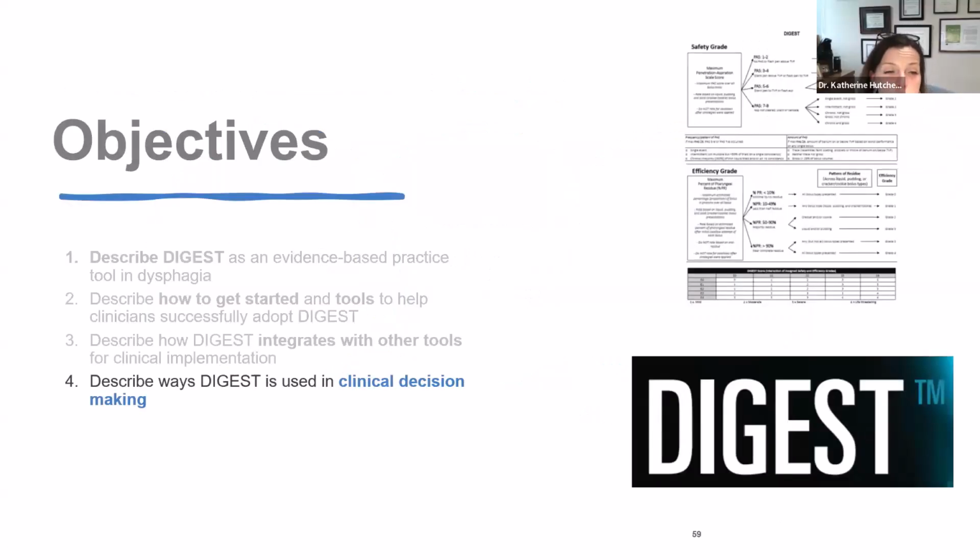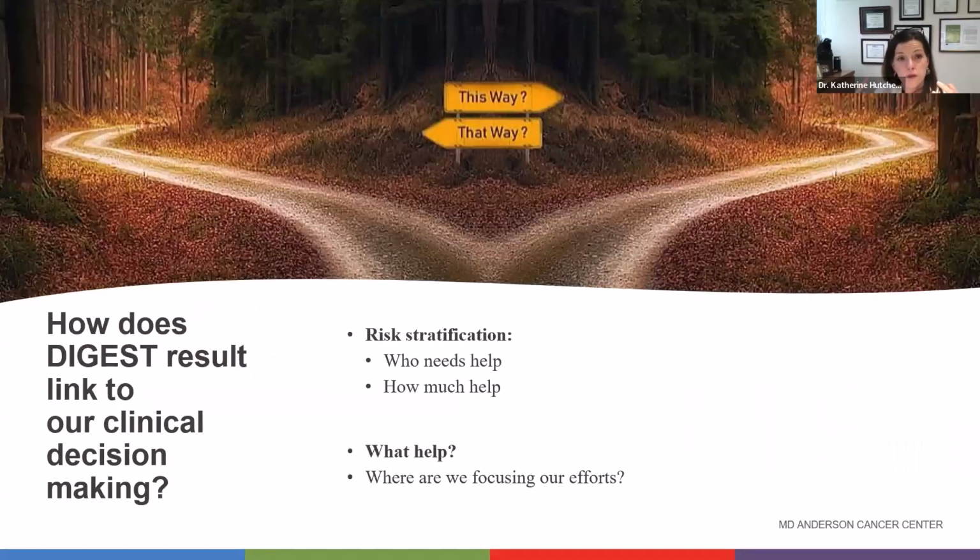I'm going to close with describing the way that we use Digest in clinical decision making. And obviously, the caveat is that I work in a cancer care environment, so I'm going to give you cancer examples. But I think about Digest when it comes to the clinical management of the patient as the big picture layer. I use it in my clinical decision making as a risk stratifier: does this patient need help? How much help do they need? And then I also use it to think about where we're focusing our dysphagia management efforts. Am I trying to improve the safety of the patient or the efficiency of the patient or both?